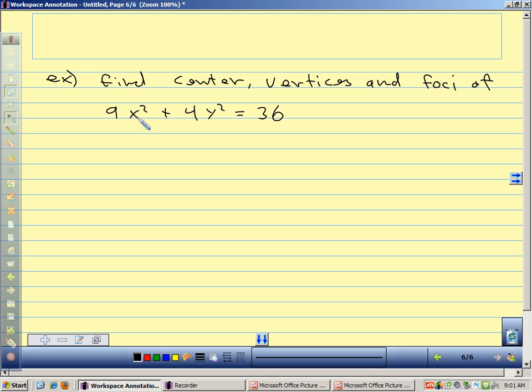Now, the first thing we see here is for our standard equation, we always have a 1 on the one side. We have x squared over something plus y squared over something equals 1. So we're going to divide everything by 36, so we get the 1 on the one side. When I divide everything by 36, I get x squared over 4 plus y squared over 9 equals 1. So right away we know which direction is our major axis, vertical or horizontal.